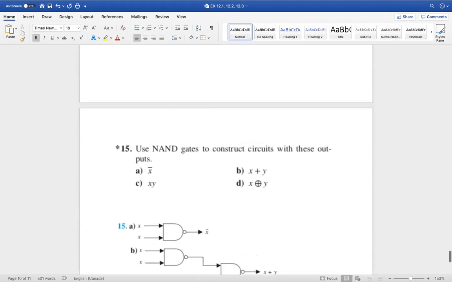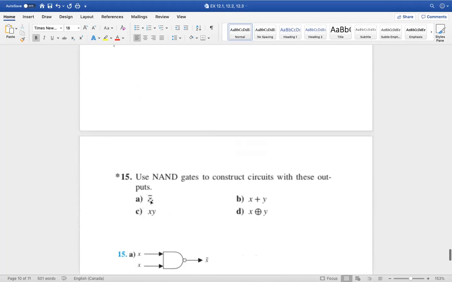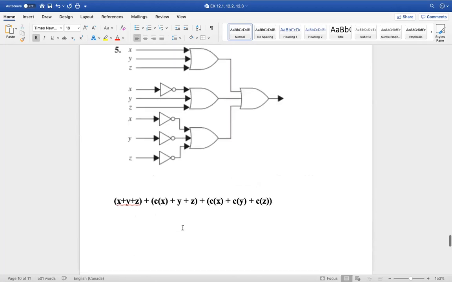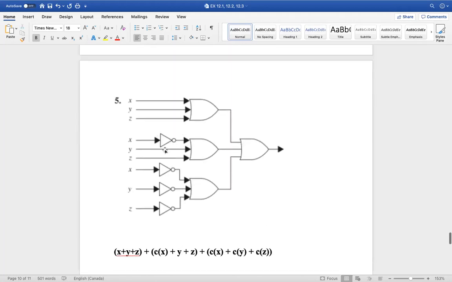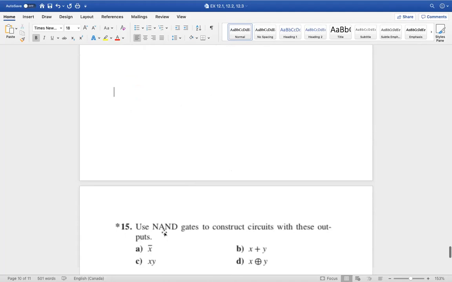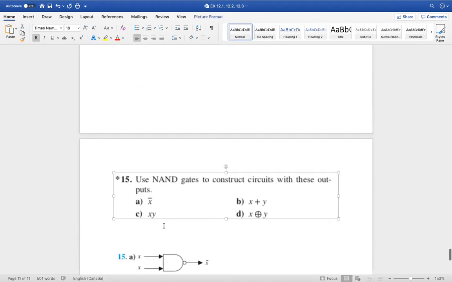Here, part A. X complement. We have X and then we have X as well, so we NAND it together. This is the symbol of the NAND operator. If we take X NAND X, this equals X complement. So we use the NAND operator to take the complement. We could also have done it using the NOR operator, but because the question asks us to use the NAND operator, we have to use the NAND operator.